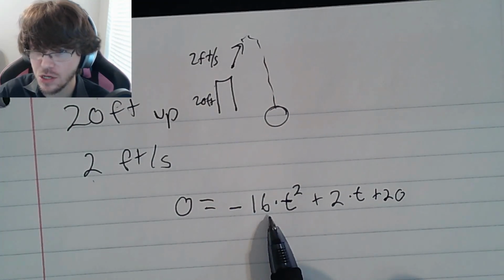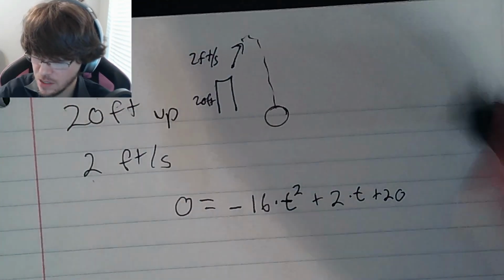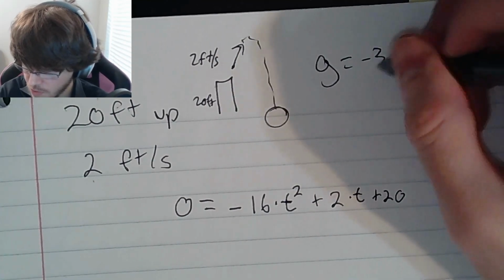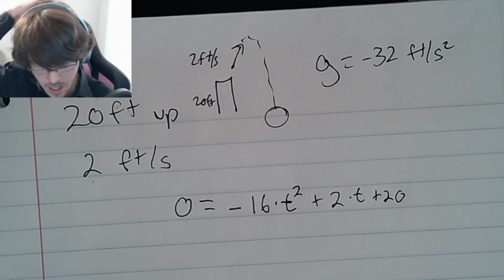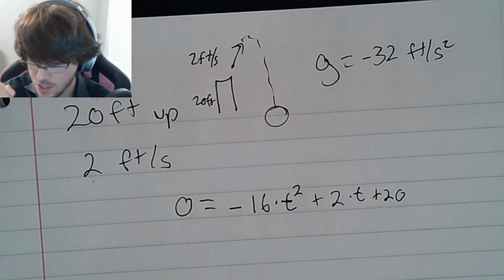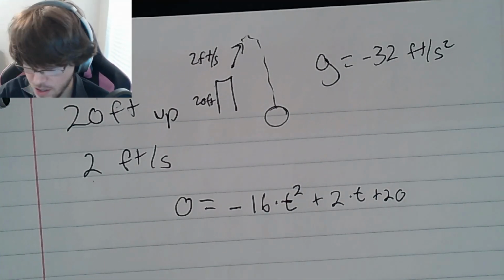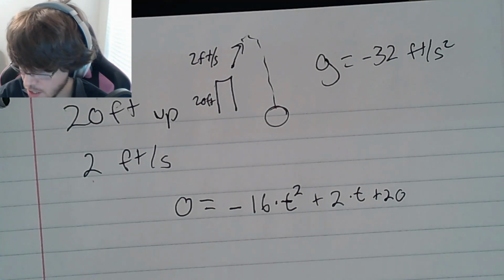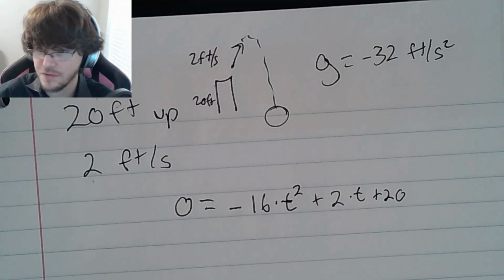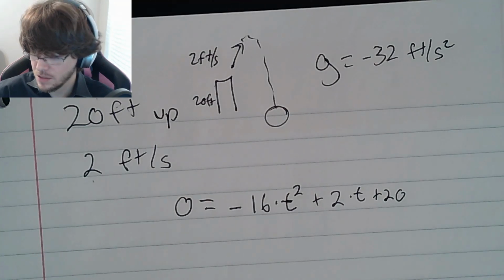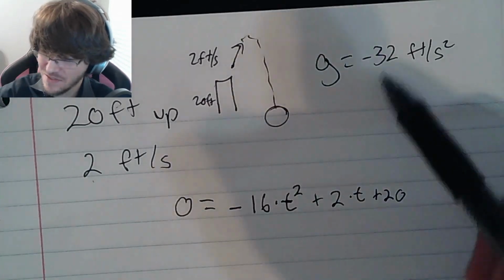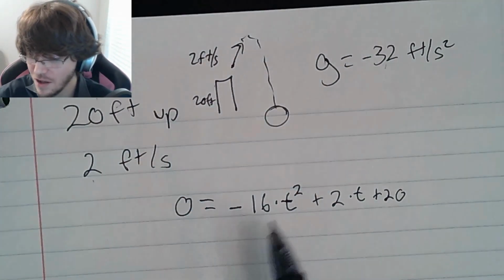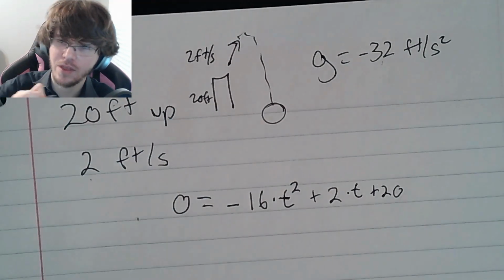Negative 16 is actually gravity. It turns out gravity, g, is negative 32 feet per second squared. That is gravity, and you have to divide by 2 for reasons I cannot prove to you right now. If your physics teacher wants you to do it, you can, or your calculus teacher later in life. I can explain it using calculus, but that's literally 5 years away, so don't worry about it right now. Point is, if you divide by 2, you get this equation. And if I solve this equation, I will figure out when it hits the ground.